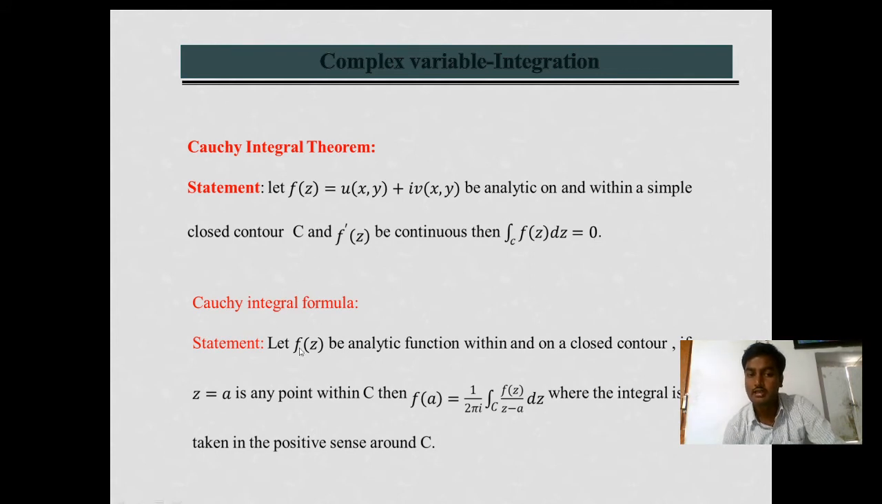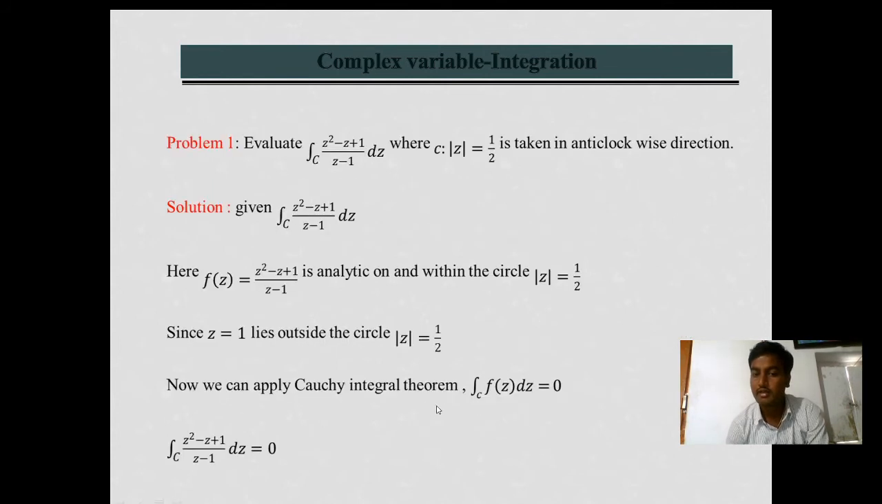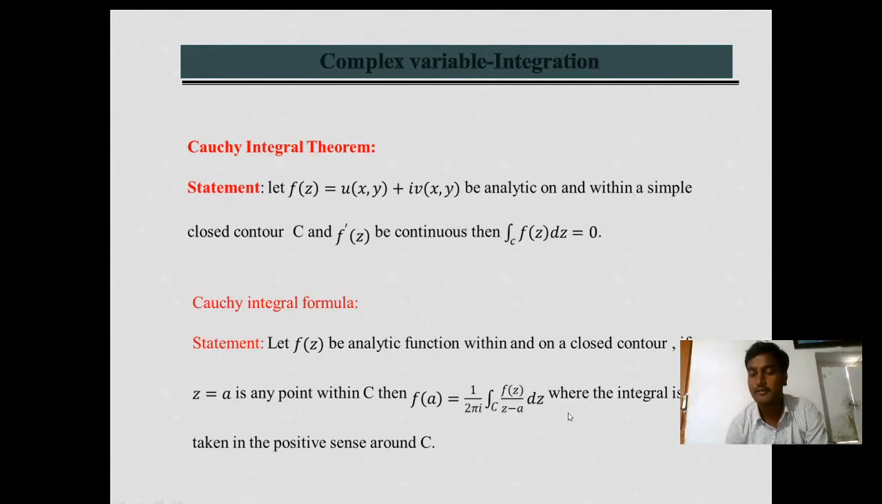Right? Whereas in Cauchy integral formula, f of z is analytic within and on a closed contour, and z equal to a is any point within C. See, here it is analytic within and on the closed contour, except at z equal to a, which is within C. So that means your function is not analytic at z equal to a. Within C, then the formula is f of a equal to 1 by 2 pi i integral f of z by z minus a dz, where the integral is taken in the positive sense around C. So it is positive sense.